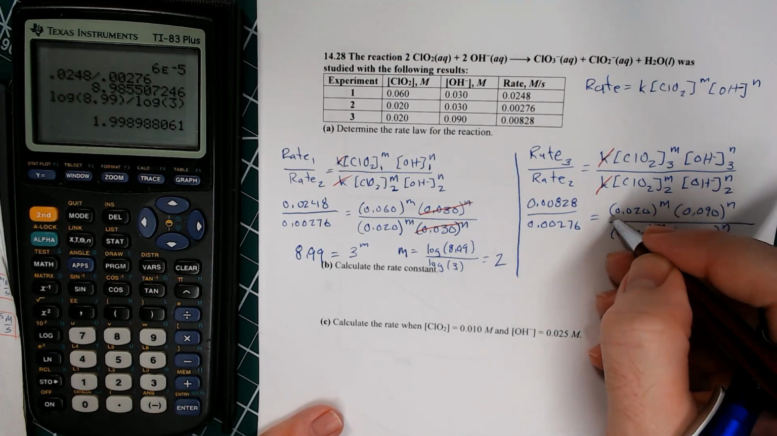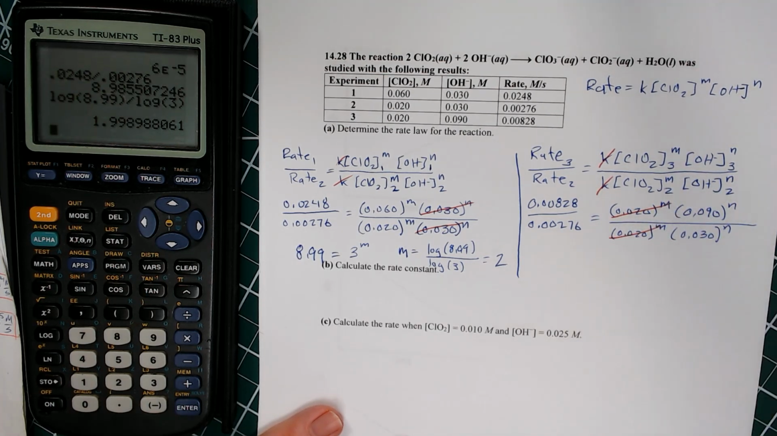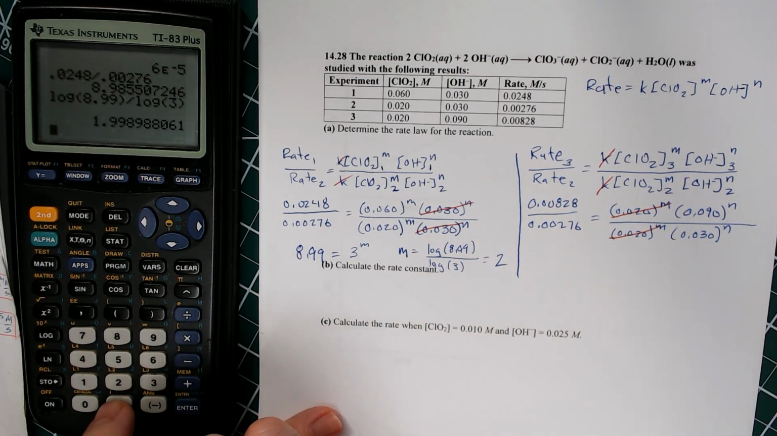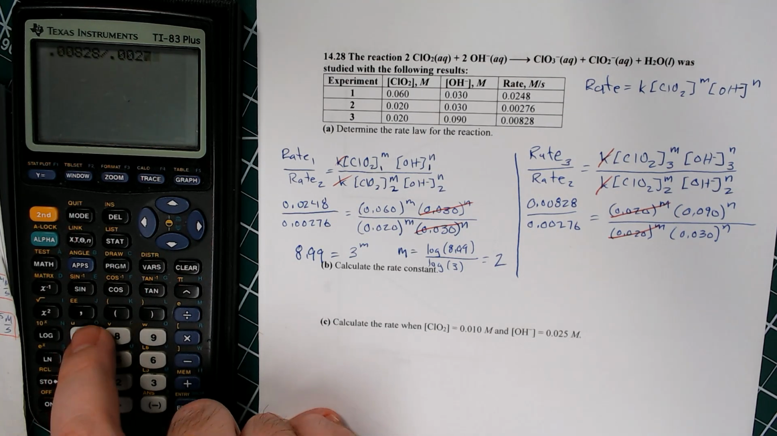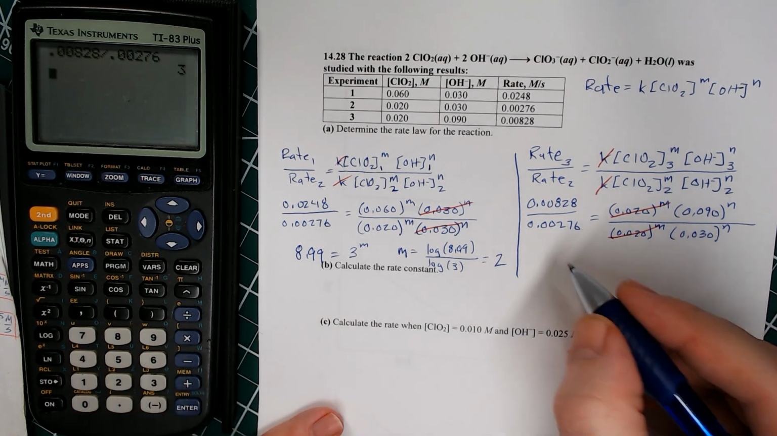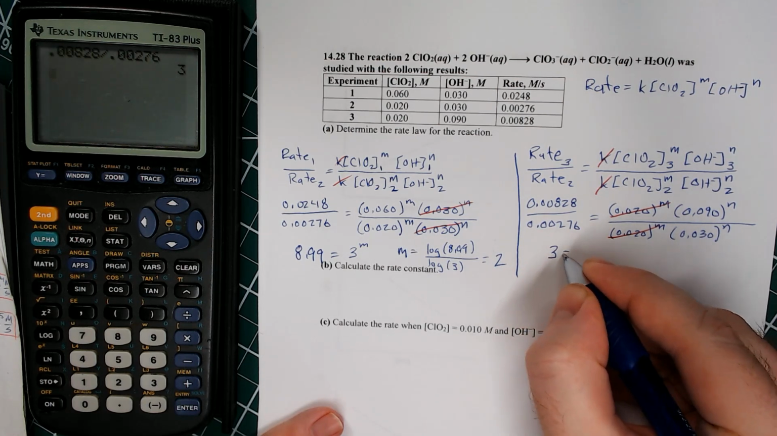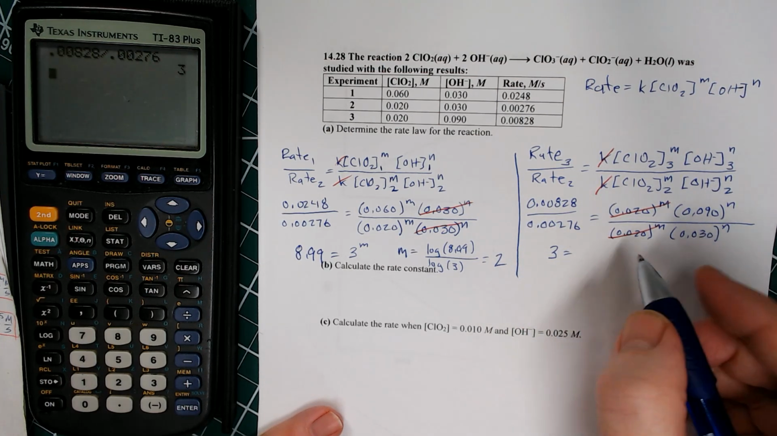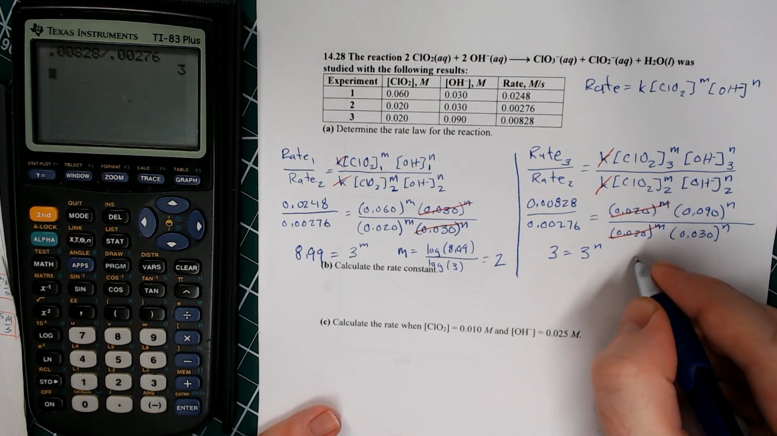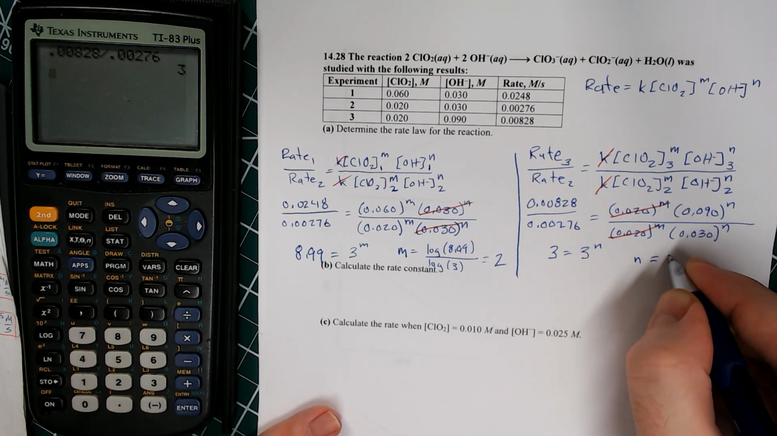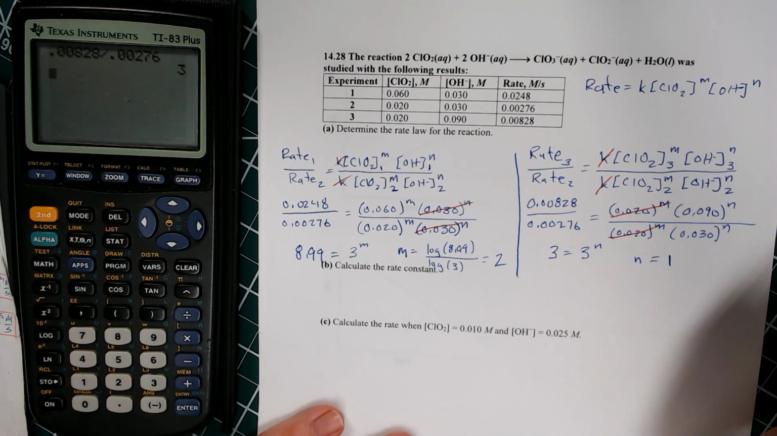All right, clearly we can cancel out the concentration of chlorine dioxide because they're both the same. And now we can do this calculation. So 0.00828 divided by 0.00276. And that gives us 3. All right, for this one very clearly is 3 to the n. Well, no calculator needed for this one. We'll know that n is equal to 1. So n is equal to 1.